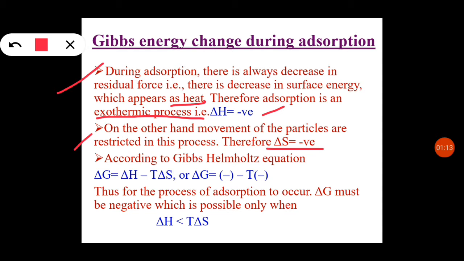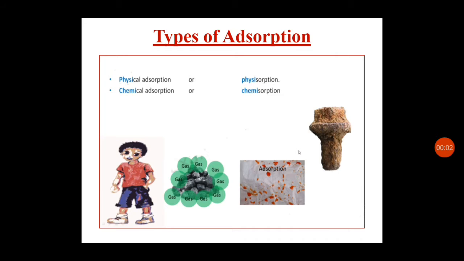Now, we can calculate the change in Gibbs free energy by the formula delta G is equal to delta H minus T delta S. Now we know that delta H is negative and delta S is negative. So for the sign of delta G, the condition is that it is negative only when delta H is less than T delta S.